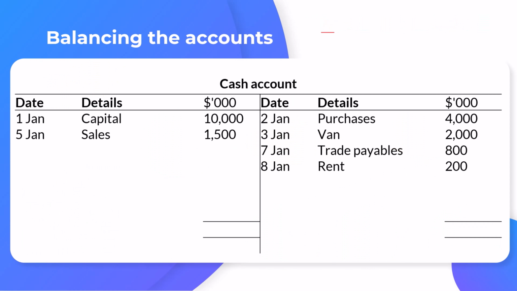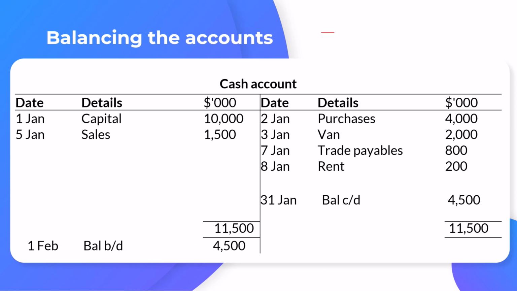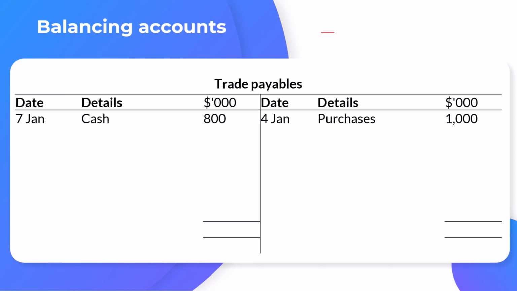So to balance the accounts, we start with the cash book or the cash account. So we add the debit side and credit side and identify that 11,000 is a higher amount. Then the balance carried down is going to be 4,500 credit, so that the balance brought down will be 4,500 debit. We can go to the trade payables account, which we already balanced. So we put 1,000, which is the higher amount, and then the balance carried down will be 200 and 200 balance brought down. So we can do the same for the other accounts, and I'll do that just quick.